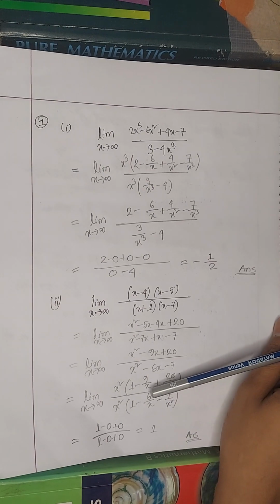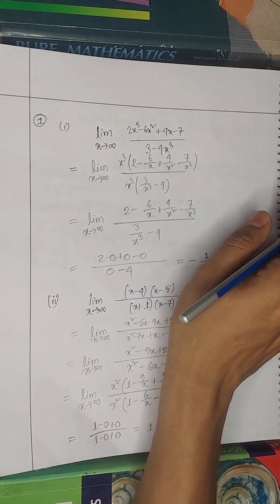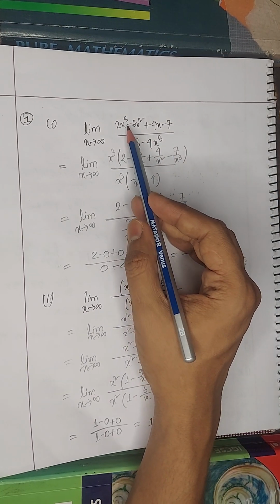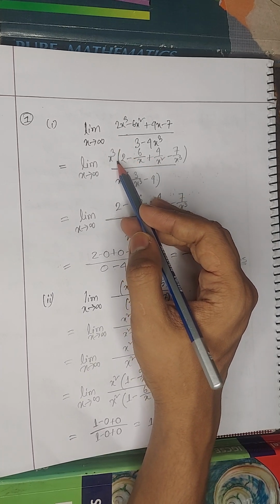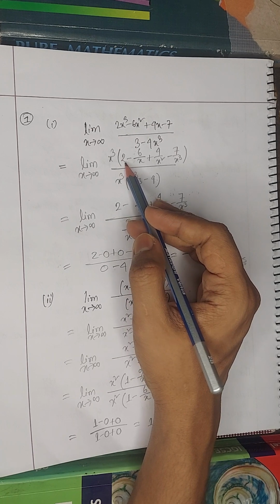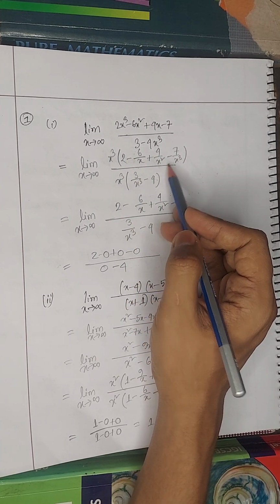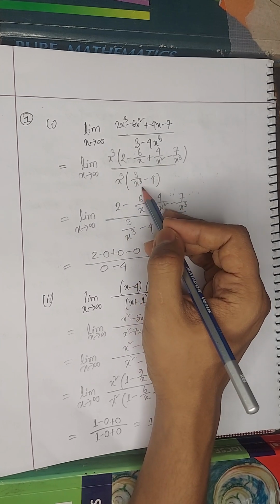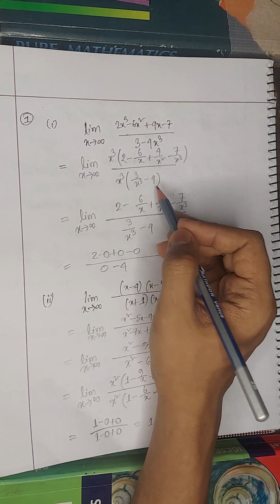Now we are going to solve some problems. Here this is our function, and the limit is as x tends to infinity. First we take x cube outside of a bracket, then in the bracket we get 2 minus 6 by x plus 4 by x square minus 7 by x cube. In a similar way we take x cube outside of the bracket in the denominator, and in the bracket we get 3 by x cube minus 4.